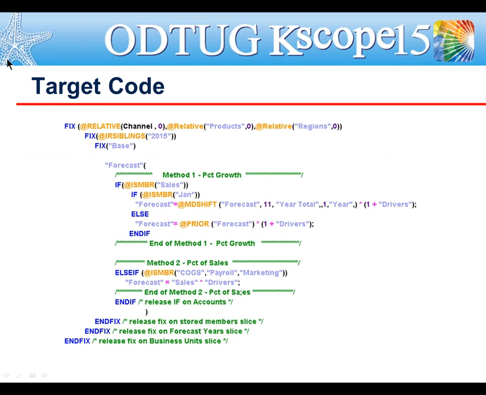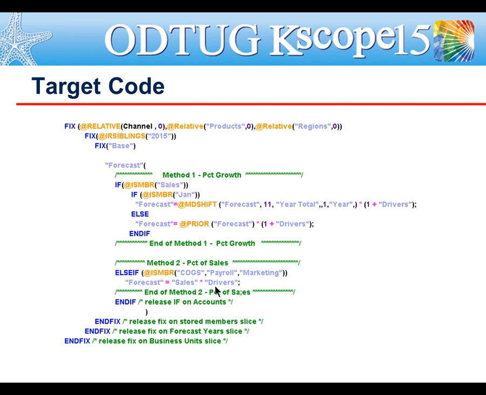So let's take it one step further and add another forecast method. So here's the code we were looking at before, our percentage growth code. Let's add another method, and this is going to be a value times a driver. So for example, our cost of goods sold might be 40% of sales. So that's going to apply to cost of goods sold, payroll, and marketing.